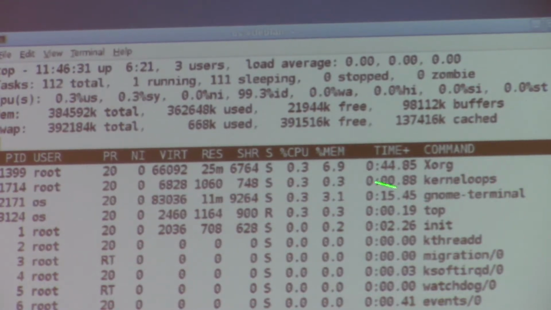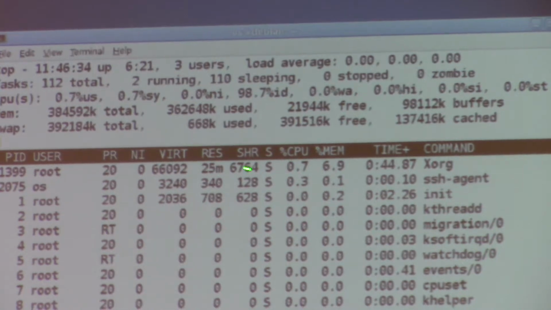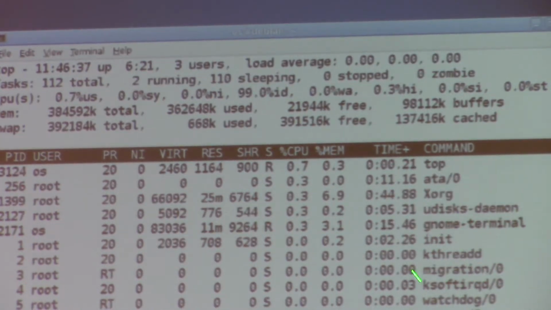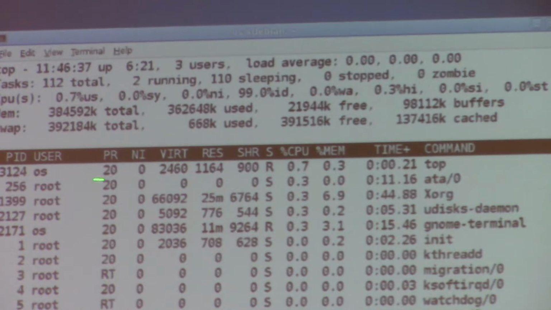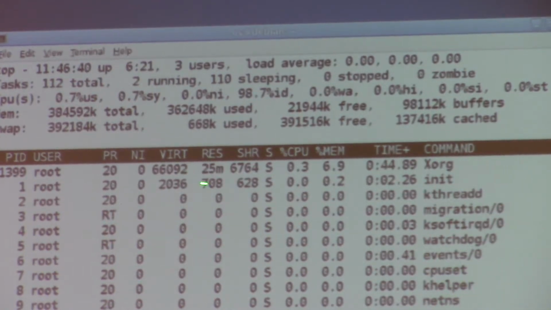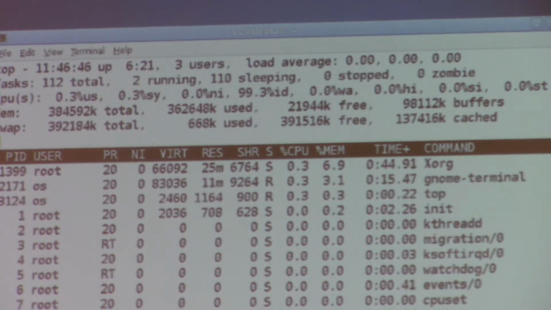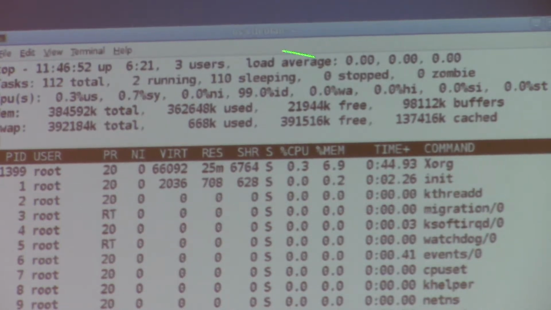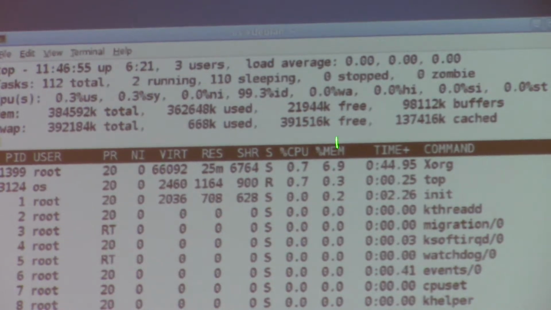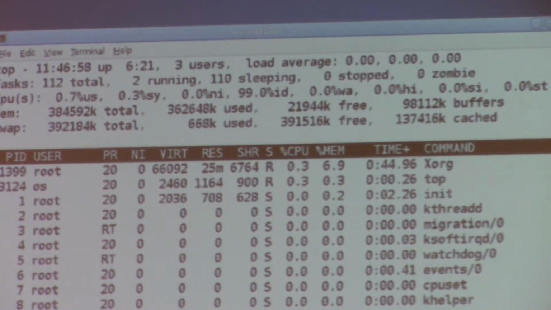Then this one is top, ranked by the processes that are using the resources. You can see Xorg is actually the X desktop, a graphical user interface. Gnome terminal is this one, and init is the kernel process. You can see how many of them are using memory space and so on. Very nice, but I like vmstat.